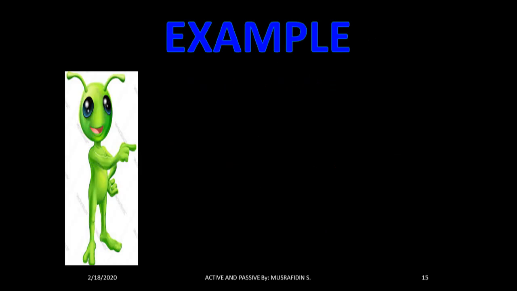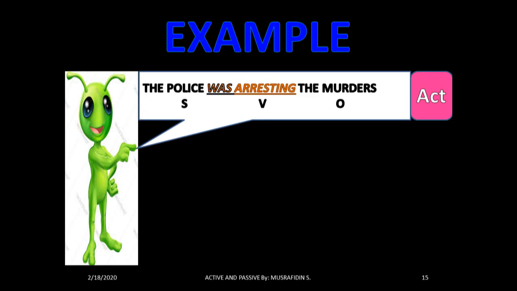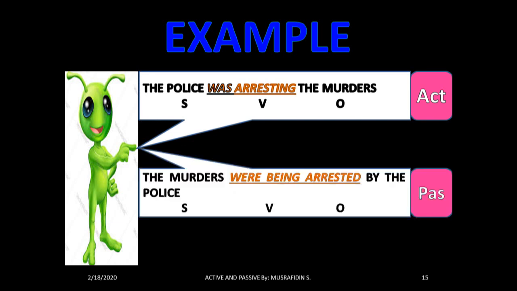But before that, let's take a look at this example. The police was arresting the murderers. Was arresting, that is past continuous. If we change that active into passive sentence, we have the murderers were being arrested by the police. By following our explanation in the previous slide, here the murderers become the subject from active to passive. Was arresting to be being verb 3 because this is past continuous, then it becomes were being arrested. The police, the subject, becomes the object in passive form.